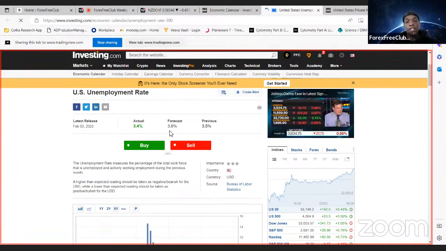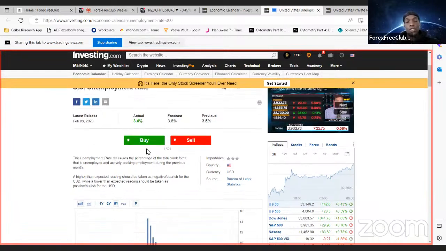So the forecast is 3.6%. Last month we were at 3.4%. So that was lower, which is positive for the US dollar. We'll see what happens for this month.